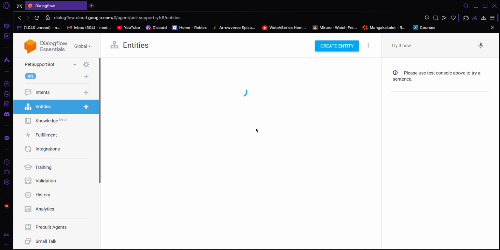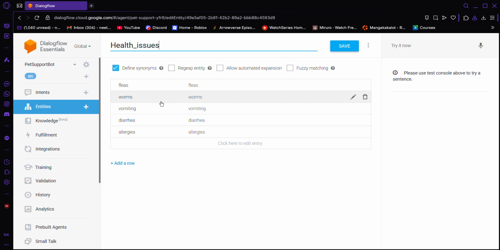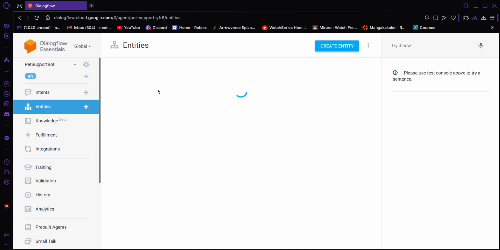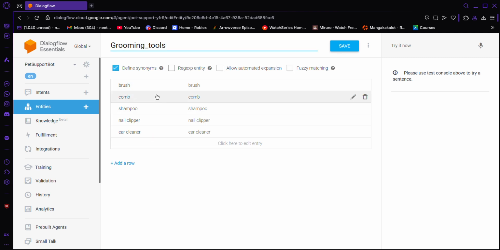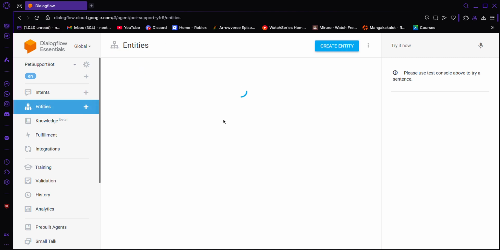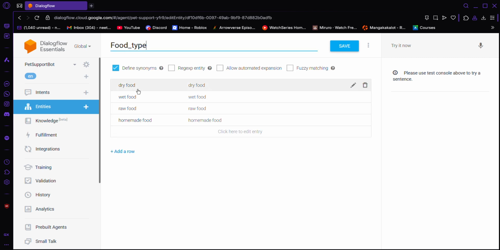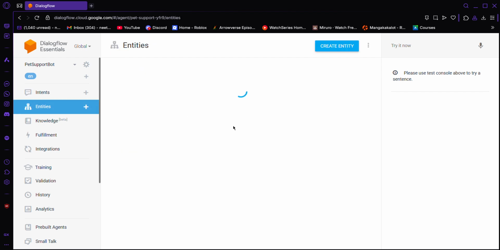however the people respond to the question. For health issues, I've given the common health issues most pets have, which are fleas, worms, vomiting, diarrhea, and allergies. As for grooming tools, again, the main tools most people use, which are brush, comb, shampoo, nail clippers, and ear cleaners. And finally for the food types, we have dry food, wet food, raw food, and homemade food. And in brand requests, this is basic branding about recommending a brand suggestion, and best brand. Just basic entities for each of those.